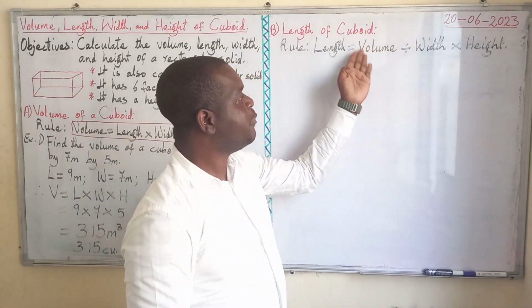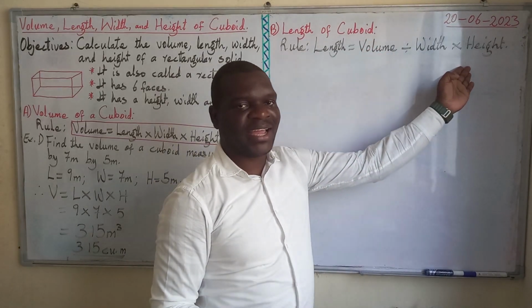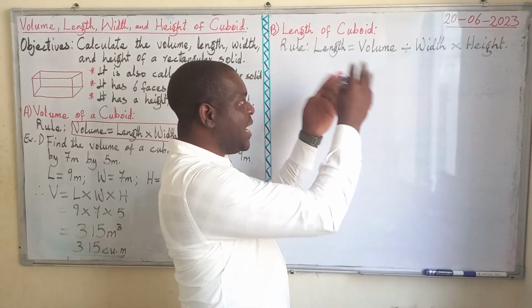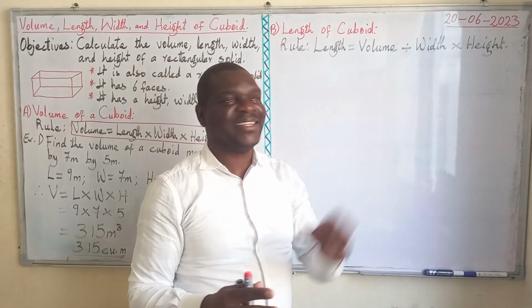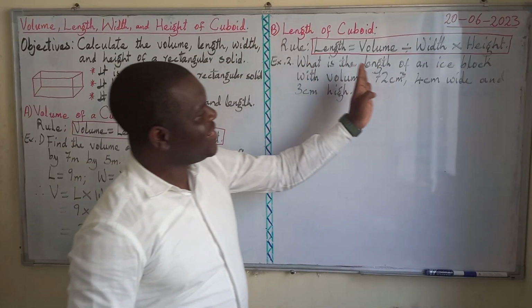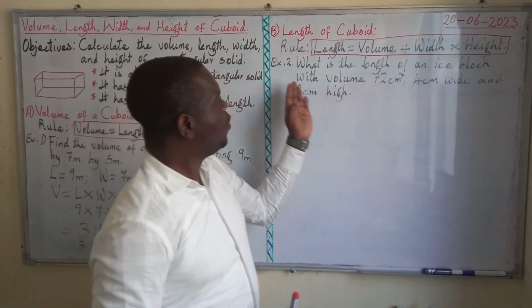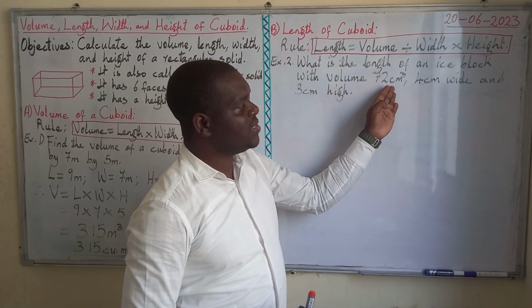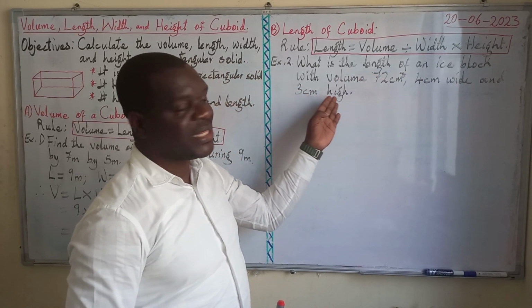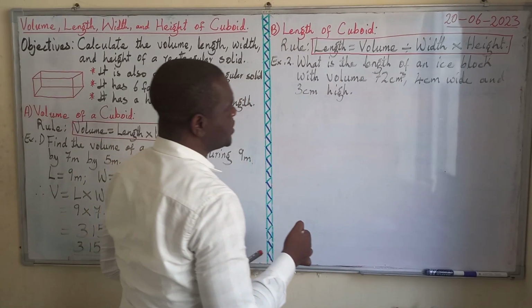That is volume divided by width times height. Let's look at this practical example so we can apply the rule and see how exactly this is done. This question says, what is the length of an ice block with volume 72 centimeters cube, 4 centimeters wide, and 3 centimeters high? Let's identify the various aspects.